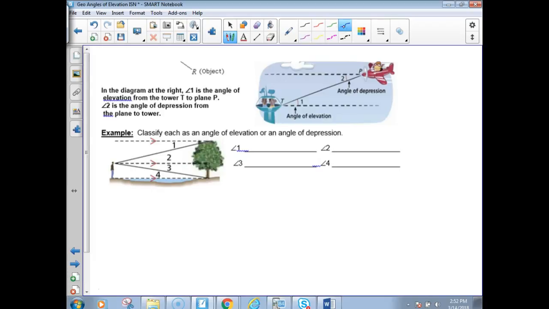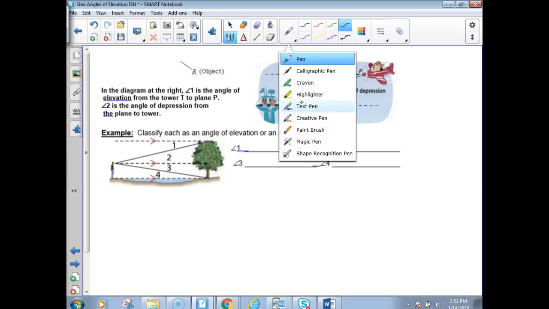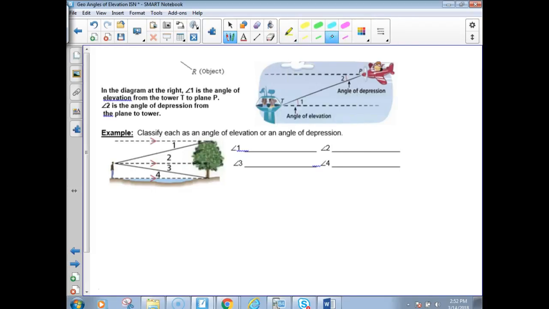We're going to classify the following angles as angles of elevation or depression. First of all, I'm going to highlight the horizontal lines. The horizontal lines are all kind of like imaginary lines. Those are your lines of sight from the eyeball. So if you're coming from the tree, you might be looking up or down. Maybe there's a squirrel down here by the bottom of the tree.